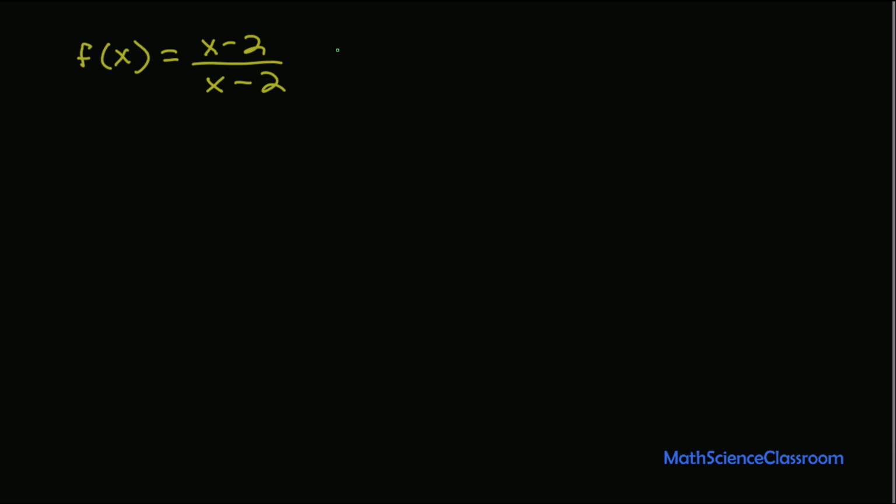So x cannot equal 2, or in the case of f of 2, the value would be 0 over 0, or undefined. Now let's analyze this a little more deeply, and we're going to draw a simple graph to do that.